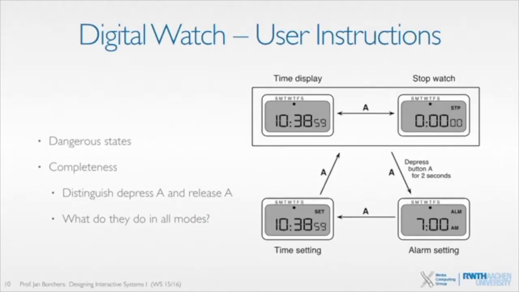So we're beginning to tease this apart more, and we're noticing that even with this simple interface, we really need to specify what happens on pressing the button and on releasing the button. We need to be specific about what we want to happen when. So those are the issues here. We have some things like the problem of dangerous states and completeness. We talked about these earlier in the examples of keyboards and so on, and the text editors. If we don't distinguish depressing and releasing, we don't know what the interface really is supposed to do.